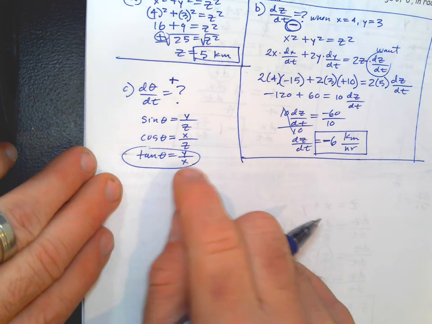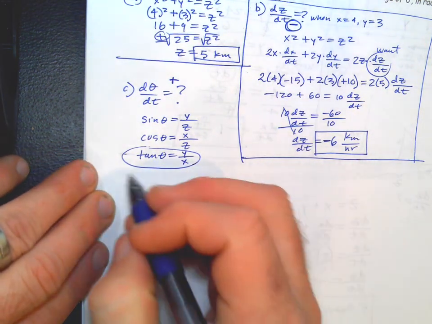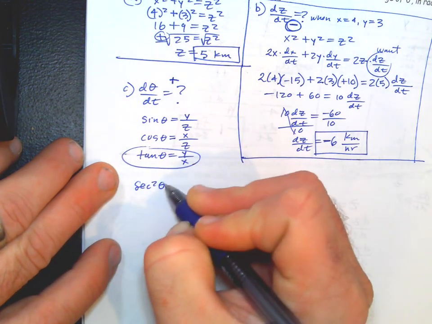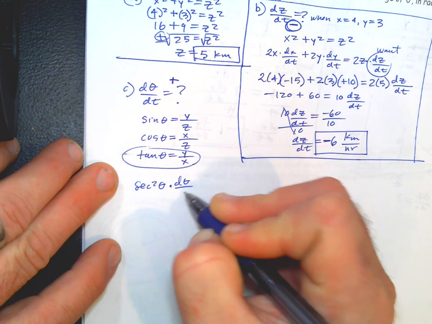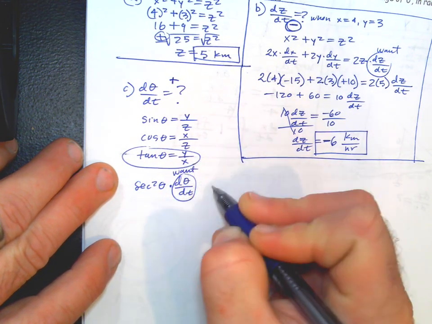Some of the drawbacks is the derivative of tangent is a little more weird than sine and cosine. So we're going to take our derivative of this. The derivative of tangent is secant squared theta. Don't forget the d theta dt, which by the way should stand out to you because that's the thing you want, right?